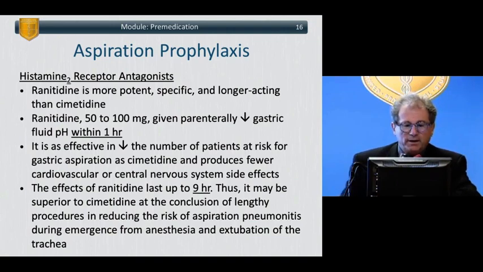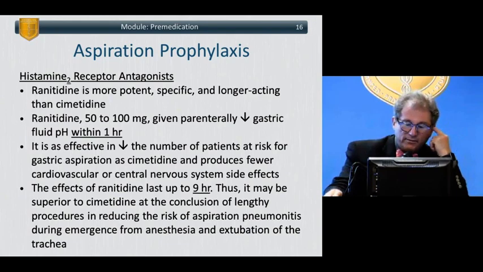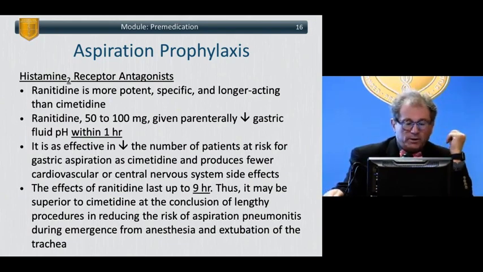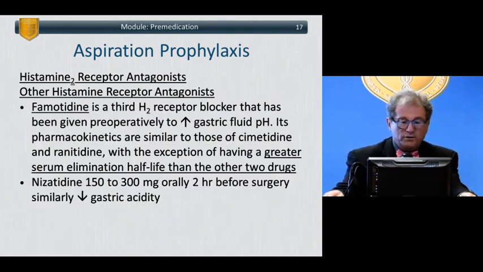Ranitidine has all but replaced cimetidine because it is a more potent, specific, and longer-acting agent than cimetidine. When it's given, it's given parenterally. It decreases gastric fluid pH within 1 hour of administration. It is effective in decreasing the number of patients who are at risk for aspiration, just as cimetidine does, and produces fewer cardiovascular or central nervous system side effects. Its effect on gastric fluid pH may last up to 9 hours, clearly superior to cimetidine, particularly when associated with long procedures where aspiration risk is a problem at the end of the surgery.